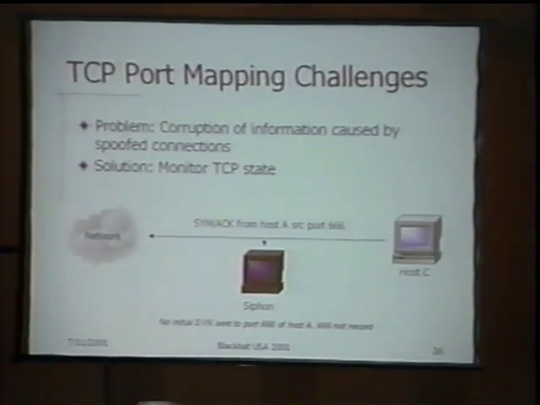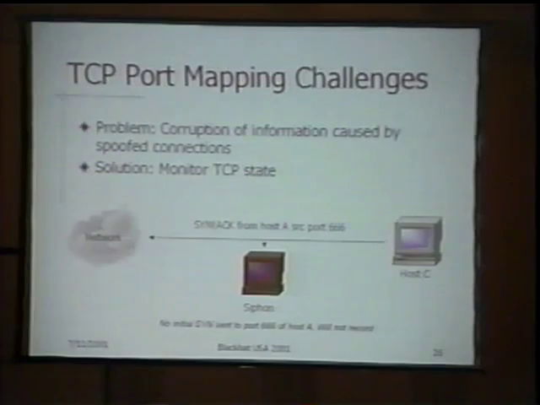One thing I forgot was to describe this diagram. In this diagram, host C is just blindly sending out SYN-ACK packets, spoofing host A's IP address and from port 666. Traditionally, our software would be tricked into thinking that host A has port 666 open, when this is not the case. So due to our TCP state monitoring, we're able to combat this problem completely.